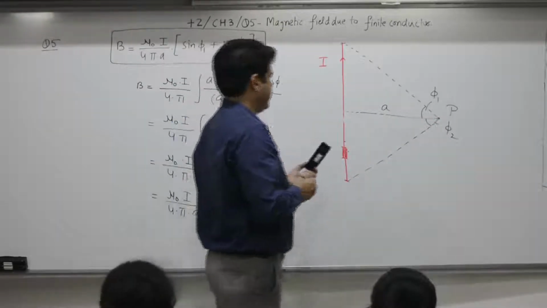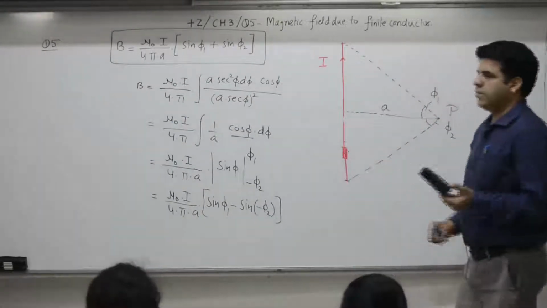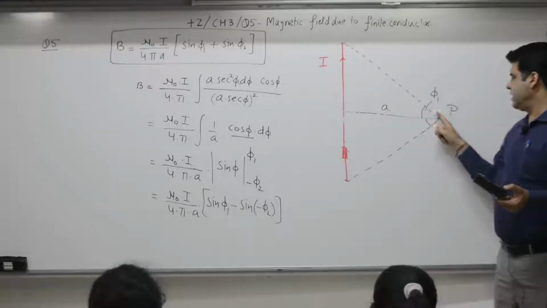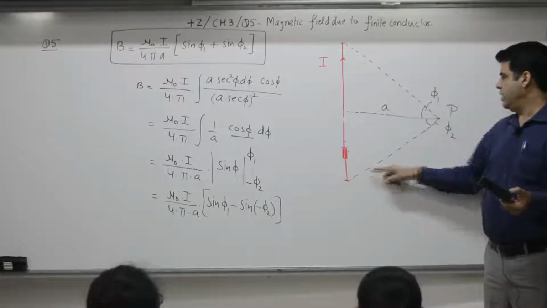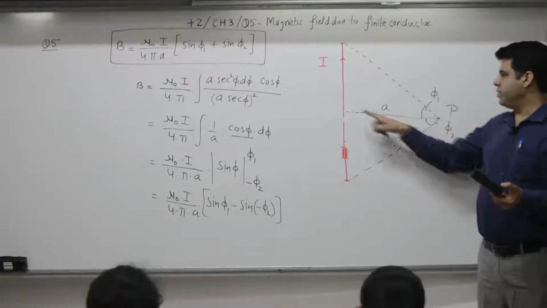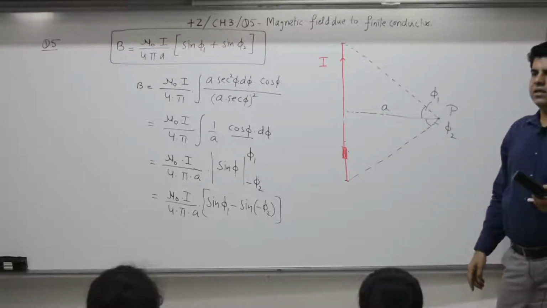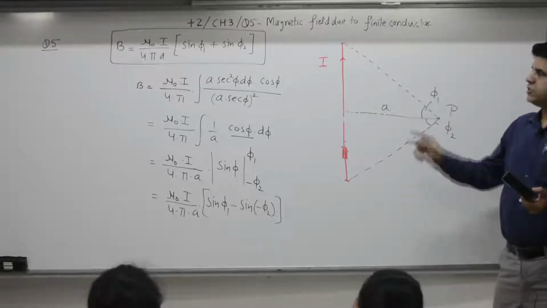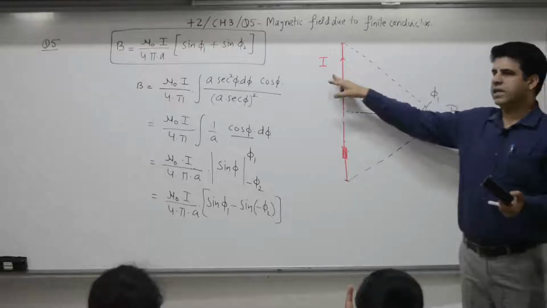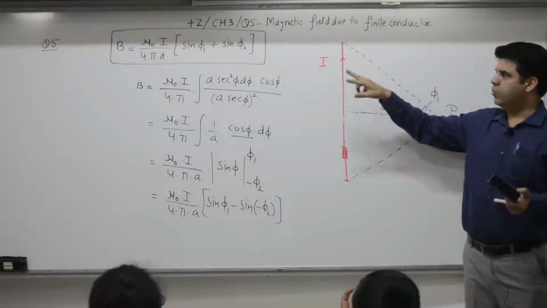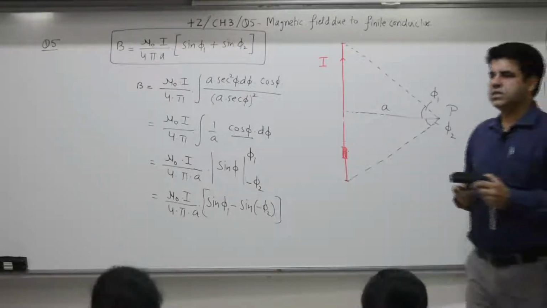For a wire, the top end extends angle phi 1, the lower end extends angle phi 2, and the perpendicular distance is A. Then the magnetic field is mu naught I, where I is the current carried by the wire, divided by 4 pi A, times sine phi 1 plus sine phi 2.